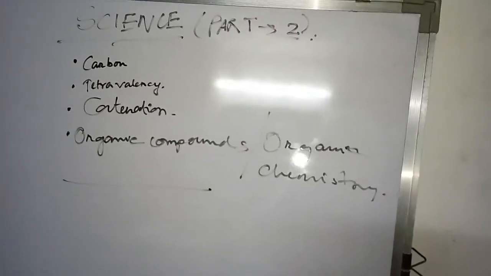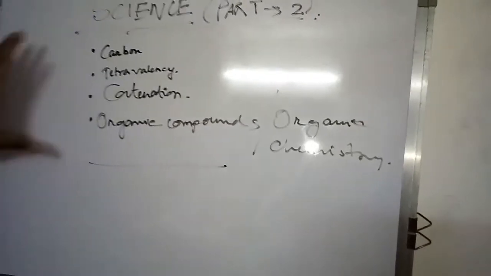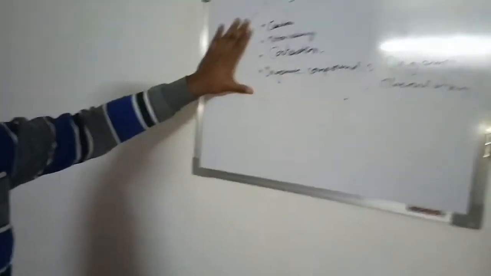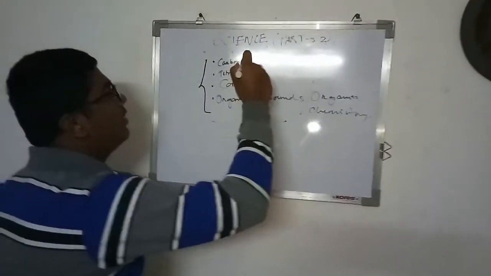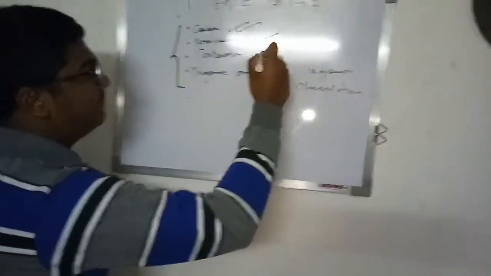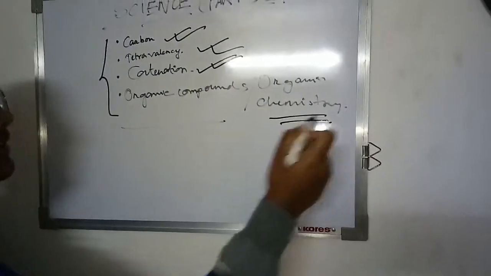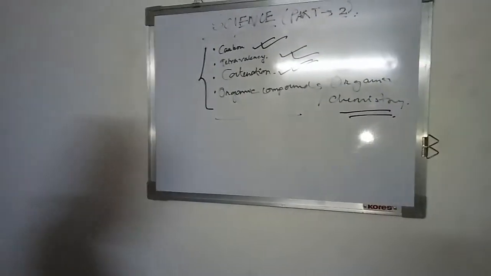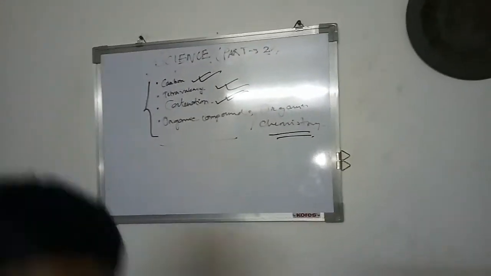And in that slide I have said about the various topics to be covered in the chapter. So today we will be taking out these four main points from the chapter. That is, what is carbon, tetravalency, catenation, and organic compounds, or what is organic chemistry. So let's move on without any delay.